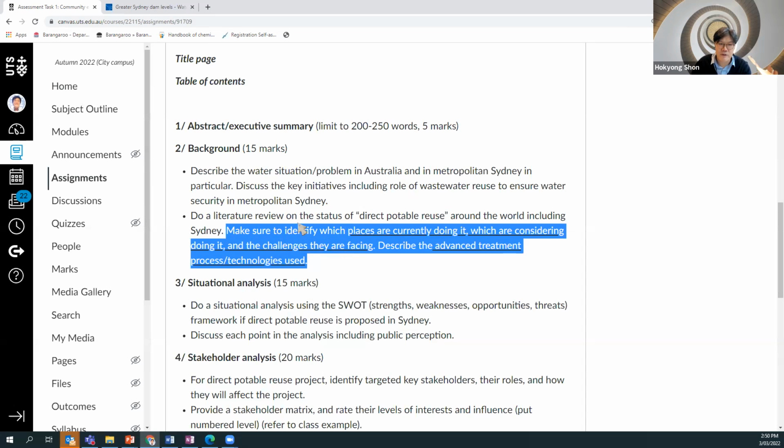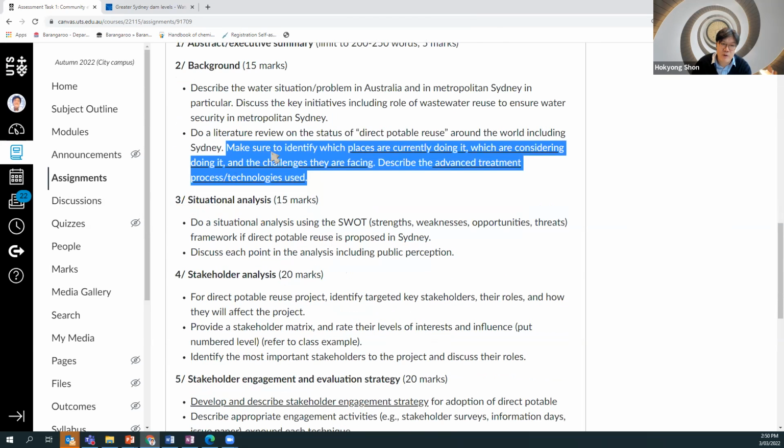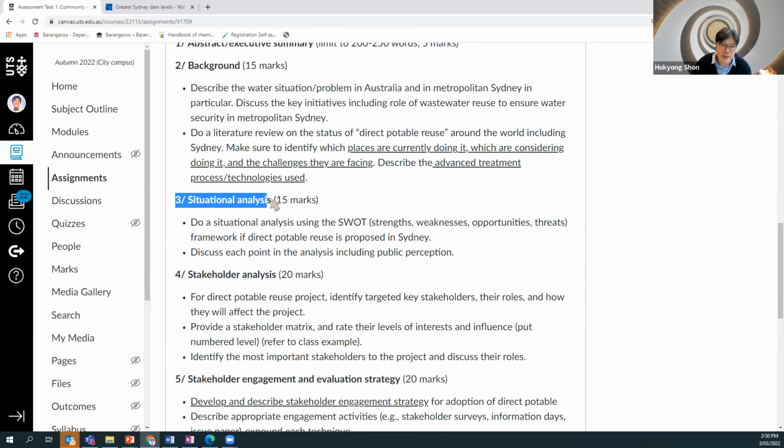So that will be your good assessment, background literature. And while you are doing this one, you can think about situation analysis. This concept will be studied in the Block 1 lectures tomorrow. So you will learn about this kind of approach, how we can design your community engagement, how you can make different analysis tools, and how you can predict and interpret your consequences. Also discuss each point in the analysis, including public perception.